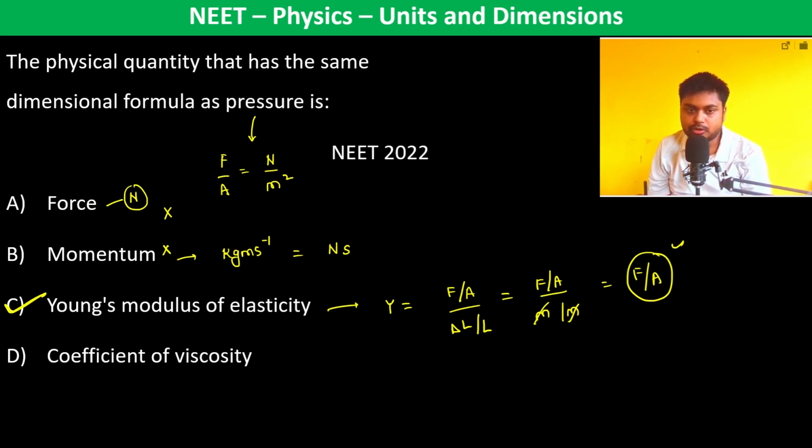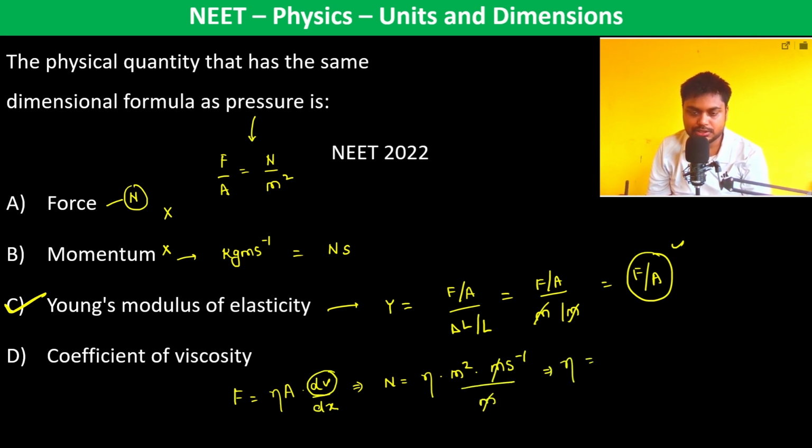Let us discuss the coefficient of viscosity also. So F is equal to eta A dV upon dx. So therefore Newton is equal to eta times meter square times meter per second, this is the difference in velocity, divided by meters. So here also we see that eta is getting multiplied, so eta is Newton second by meter square. If it was Newton per meter square, then it would have been done. So yes, C is the option.